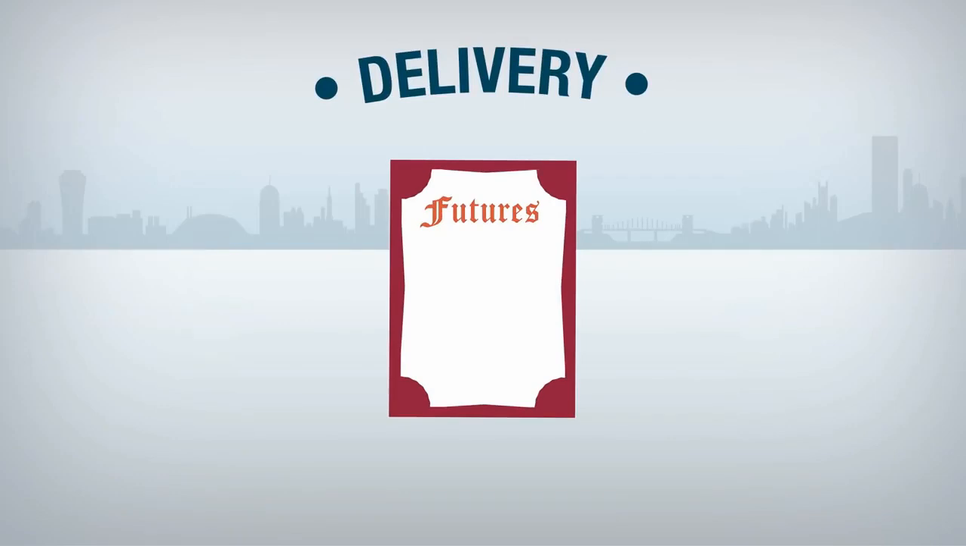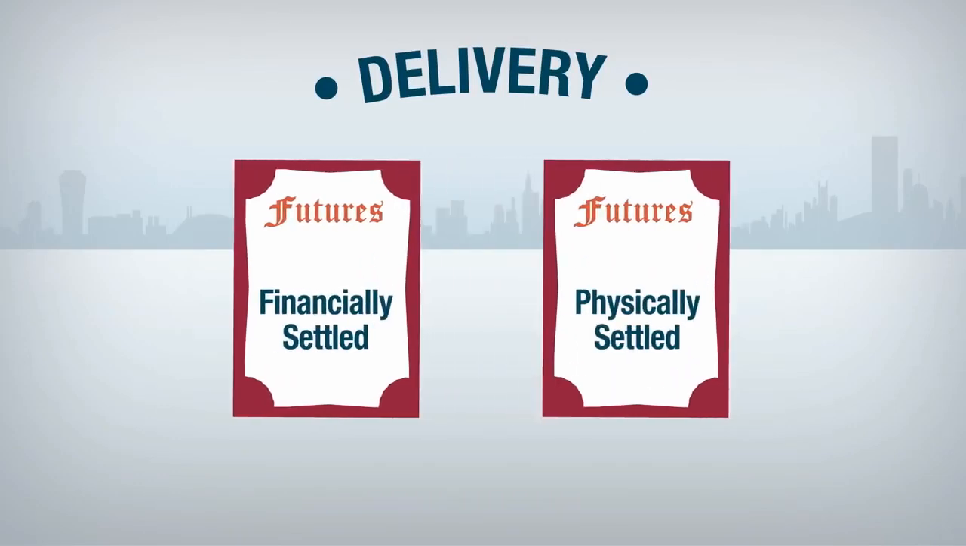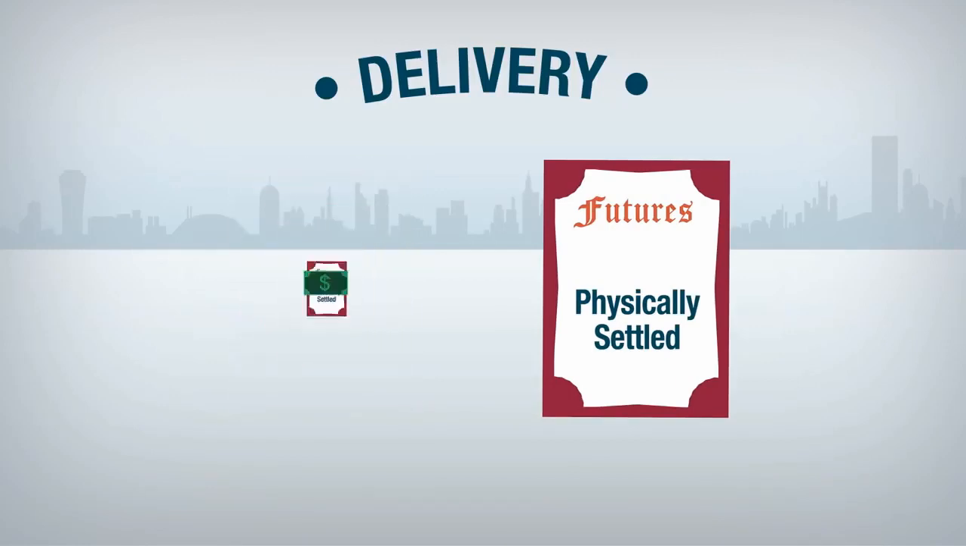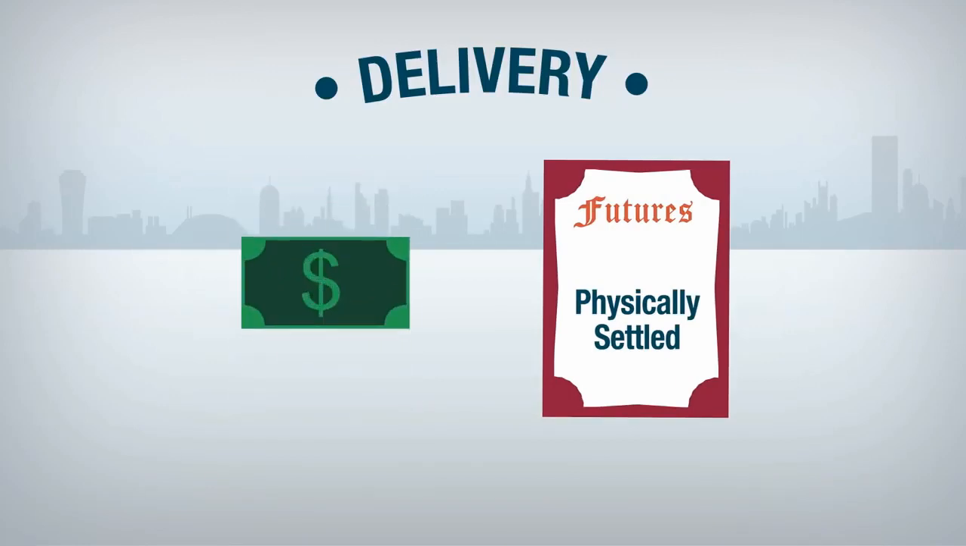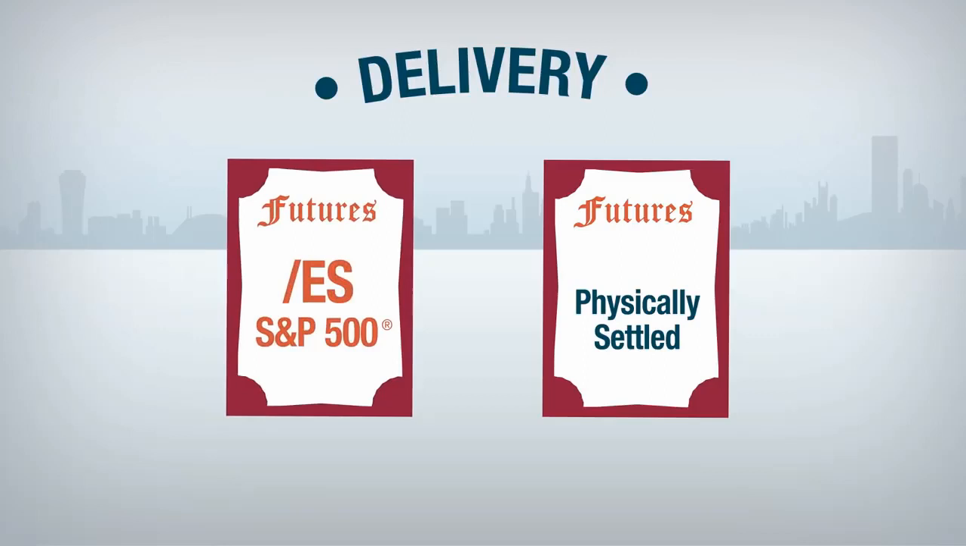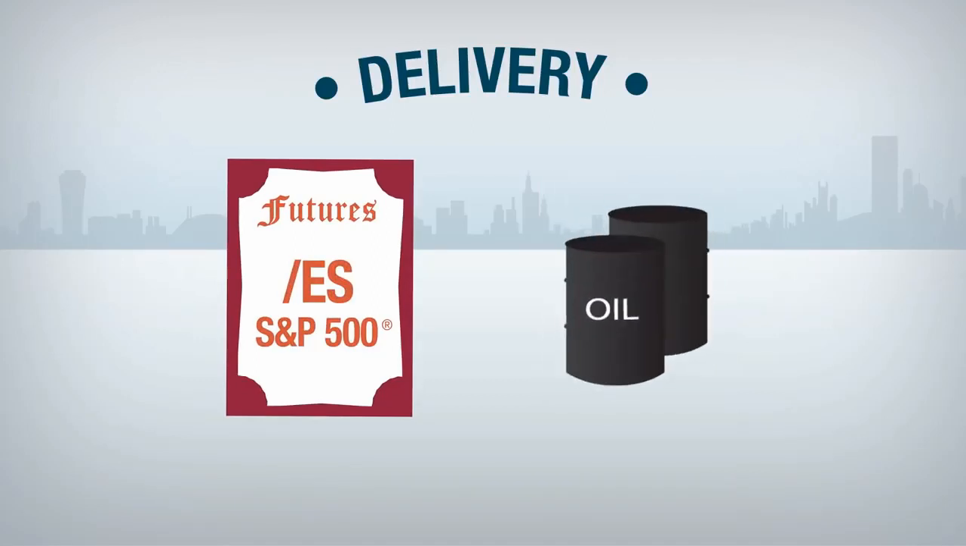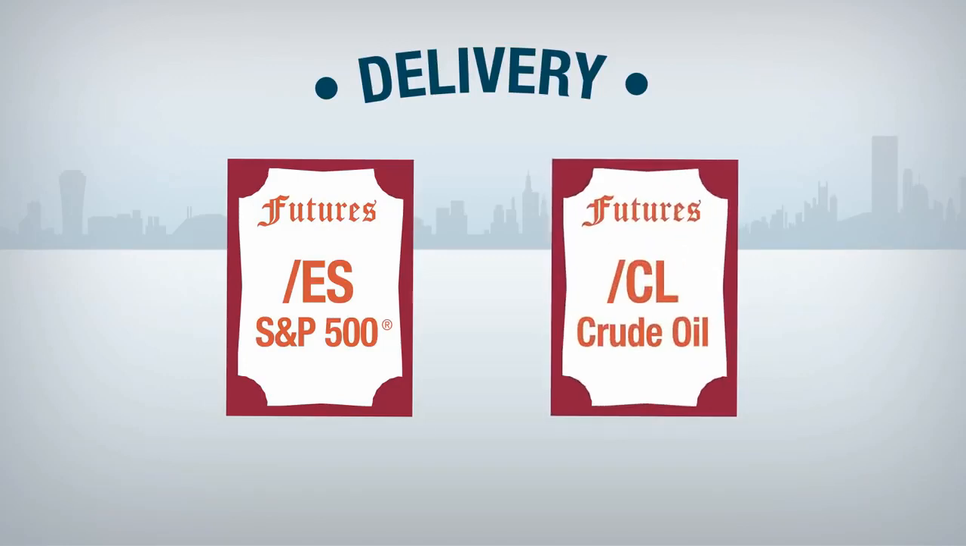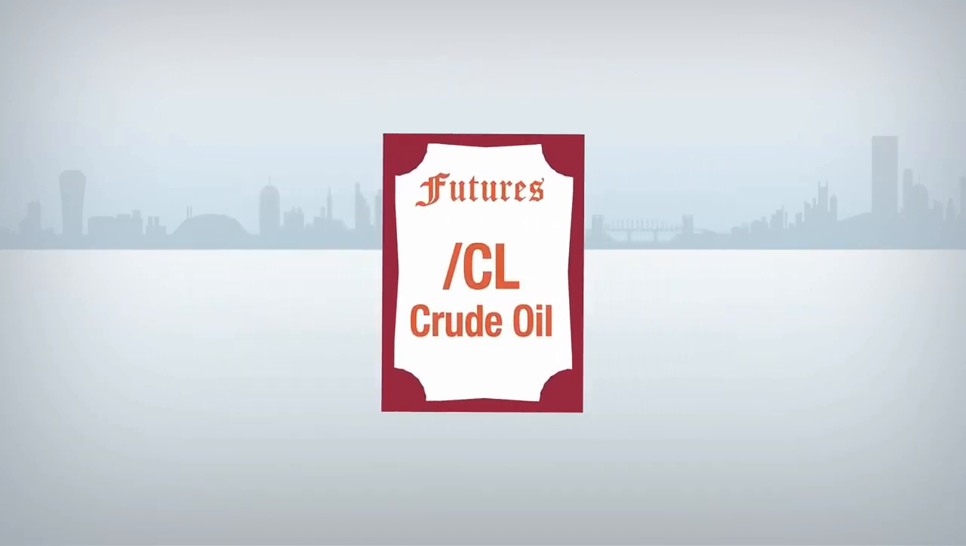Finally, there is delivery. Contracts are either financially settled or physically settled. Financially settled futures contracts expire directly into cash at expiration. This includes products like the E-mini S&P 500 index future. Physically settled futures contracts expire directly into the physical commodity. This includes products like crude oil.